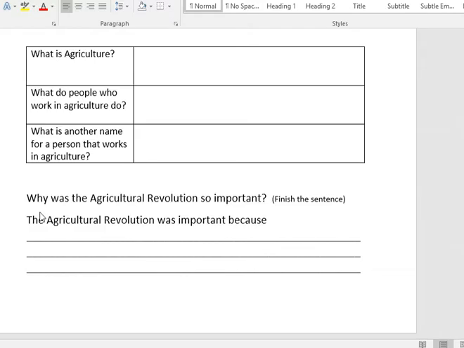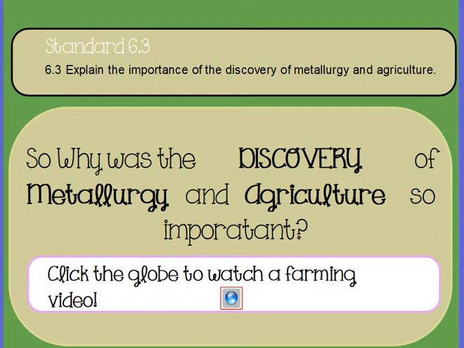Now at the bottom of your worksheet it said, why was the Agricultural Revolution so important? I want you to finish this sentence, so I have started it for you. The Agricultural Revolution was important because... I want a really good, well-written statement that finishes this sentence right here. The Agricultural Revolution was important because... So write me a very well-written statement finishing up this sentence right here on these blank lines.